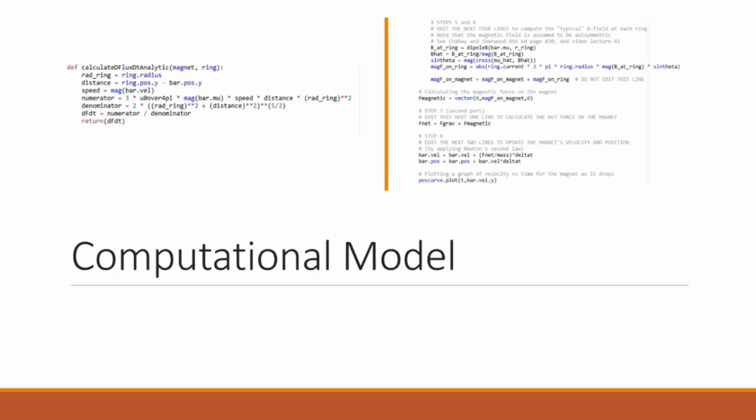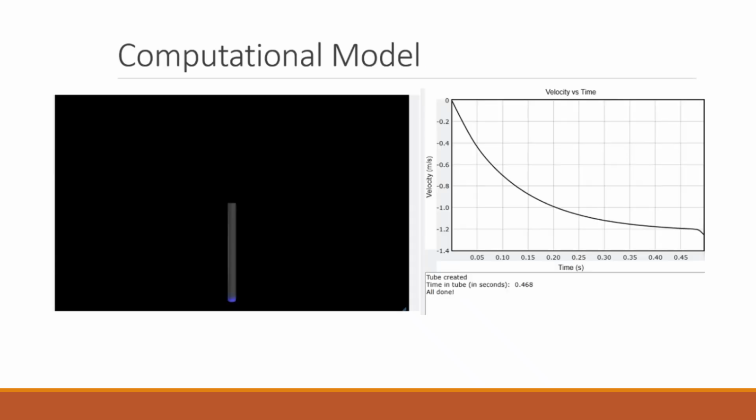Computational model. We used GlowScript for the computational model, and these two pictures are part of the code from my GlowScript Lab 6 code. And then the results of the computational model. There is a velocity versus time graph, in which we clearly see the differential decrease in velocity over time, and then the result was 0.468 seconds.